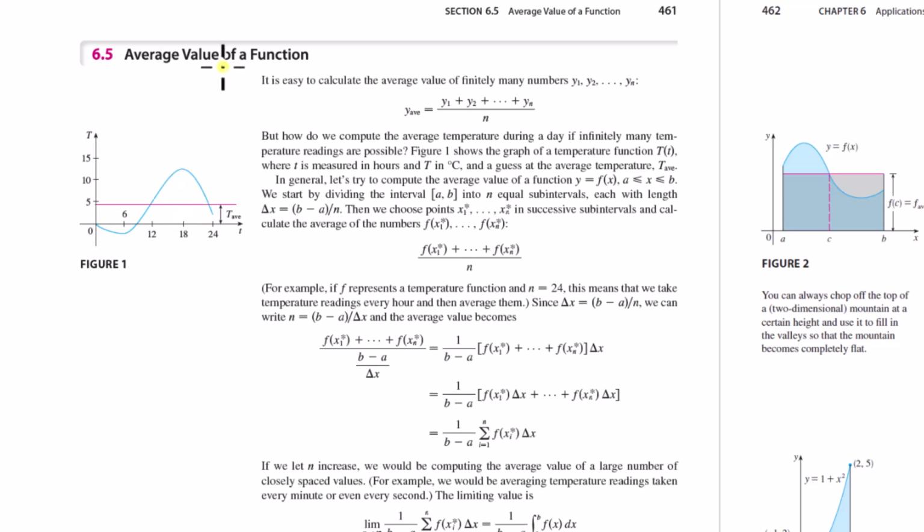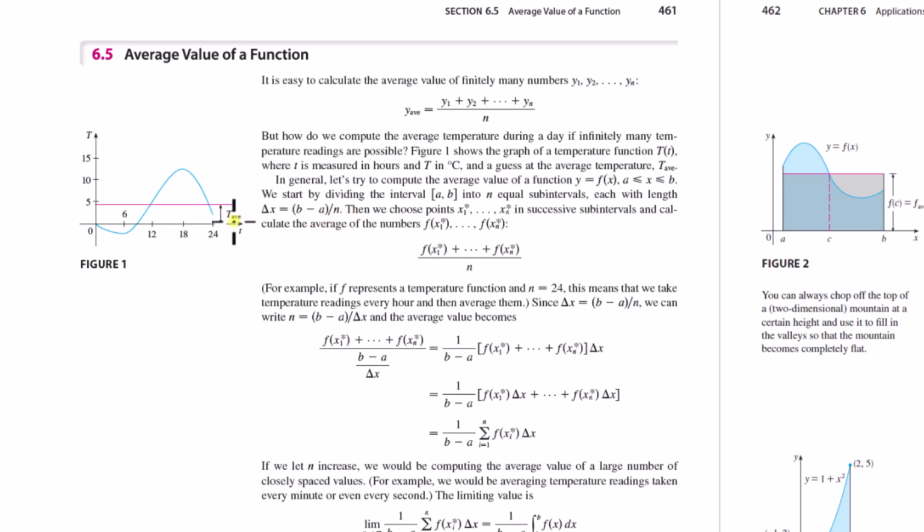So how do you compute the average temperature in this case? This is a really interesting application, this idea of finding the average value of a function over an interval. In general, let's try to compute the average value of a function, y is equal to f of x, over some interval from x is equal to a to x is equal to b. We start by dividing the interval from a to b into n equal subintervals, each with length delta x is equal to b minus a over n. Then we choose points x1 star to xn star in successive subintervals and calculate the average of the numbers.